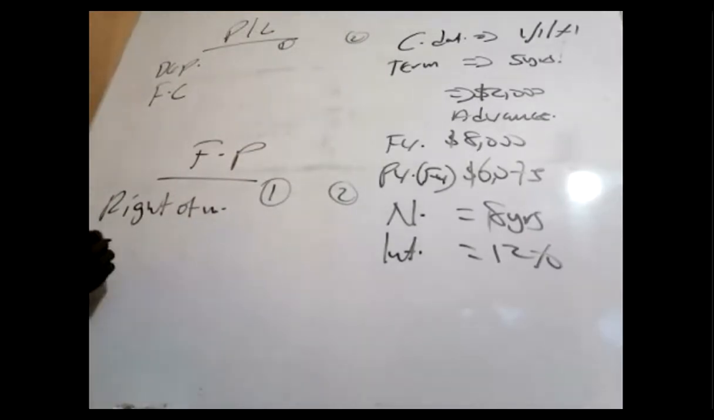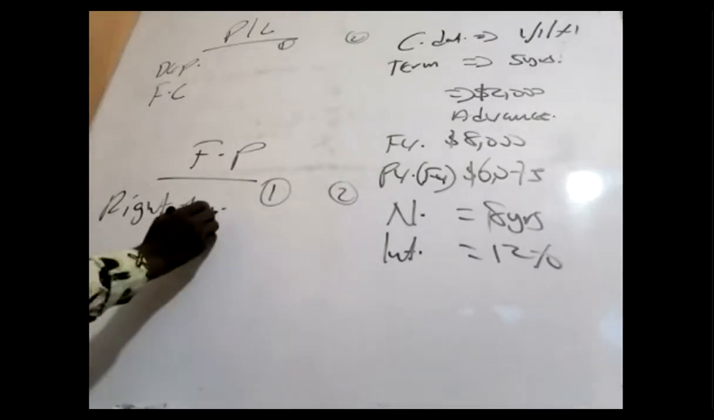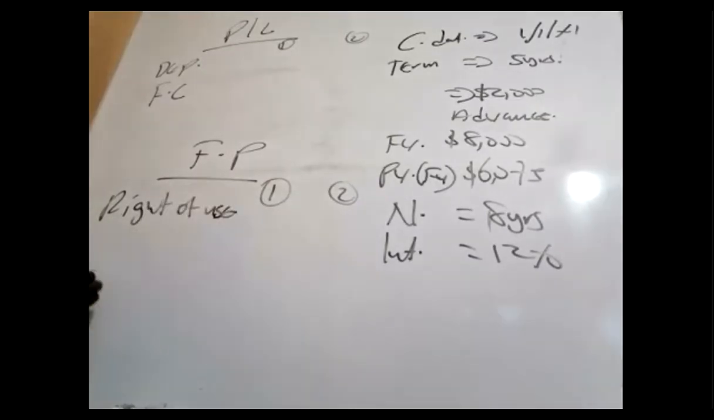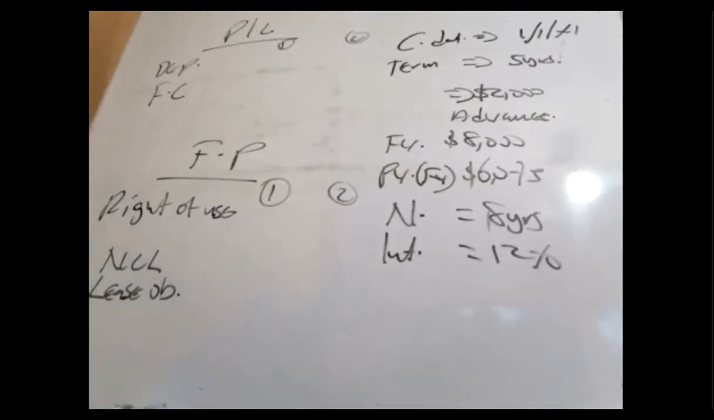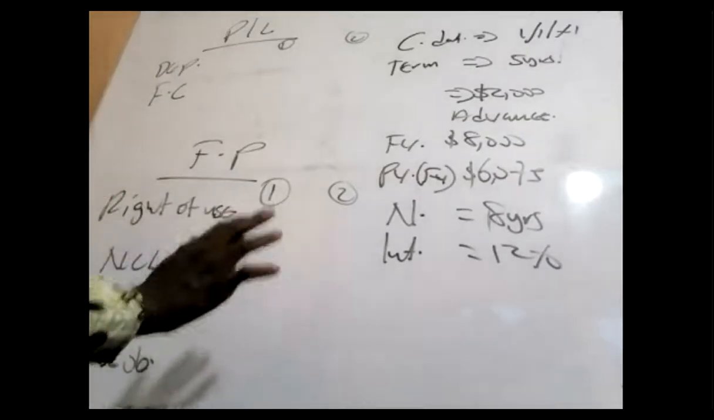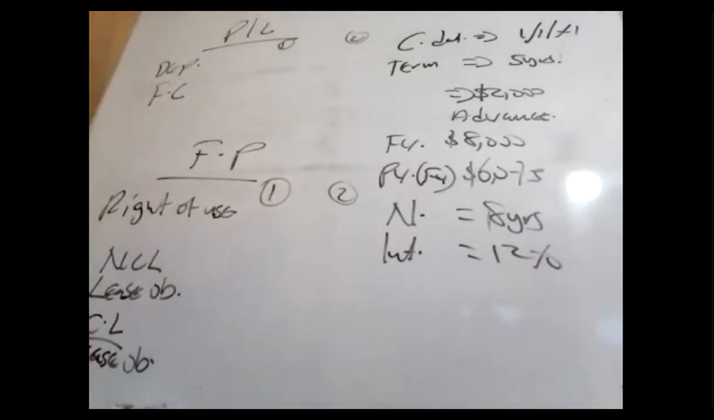Now, after the right of use, go to the non-current liability, the lease obligation. Then you go to the current liability, again the lease obligation. These are the items I need. So make sure that you have these items there, and I'll then show how we can get these figures.